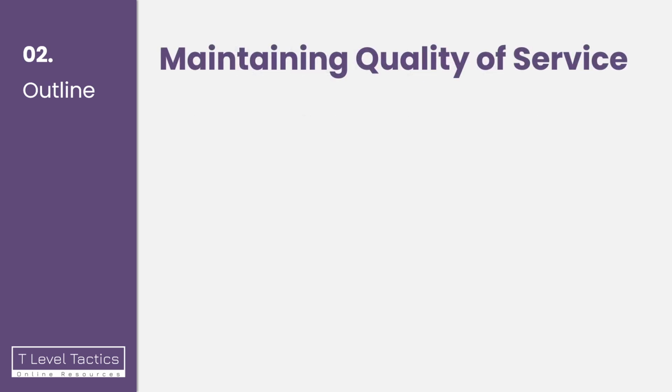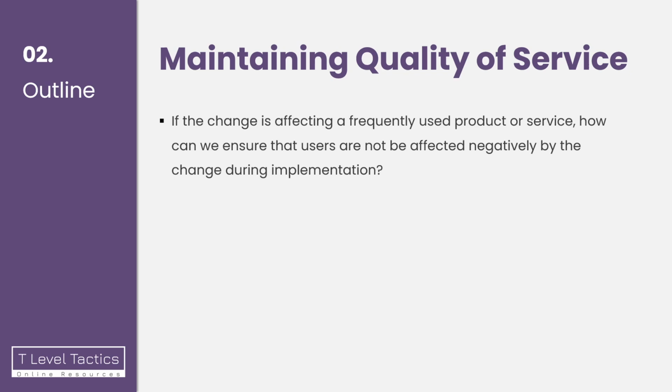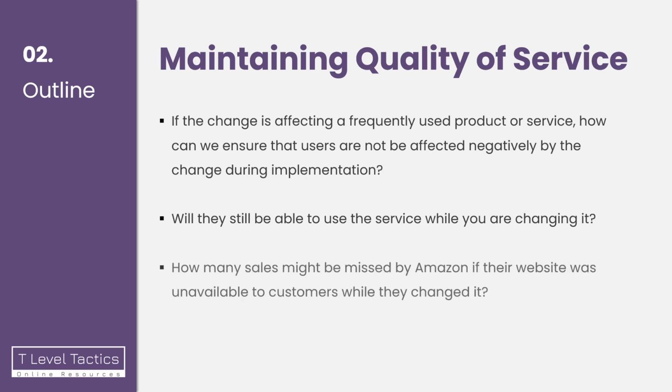Maintaining quality of service is about your frequently used products or services. How can we make sure they're not affected negatively by people using them during that change process? Are your customers and users still going to be able to use the service while you're changing it? Think of how many sales might be missed by Amazon if their website was unavailable to customers while they made a change to their homepage.